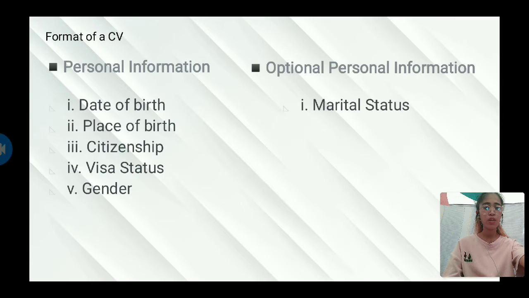And the next would be your personal information. This is the section where you put your date and place of birth, your citizenship, visa status, and gender. And of course, naa pod tayo'y optional personal information, which means pwede ra ni siya nga dili i-include ang informations like marital status, spouses, and name of children.